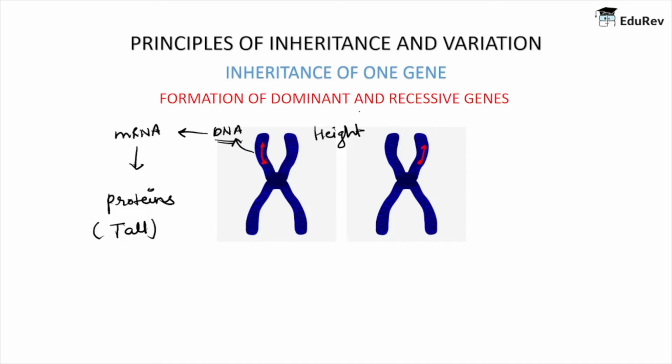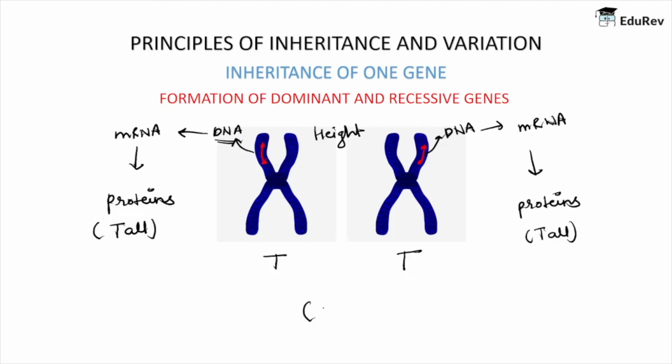Now the same thing is happening in the other chromosome as well. Here is the section of DNA, which is transcribed to mRNA, which again is translated into proteins. So this is also responsible for giving height. So I would write down the symbol T for tallness, capital T and capital T, because both the genes on both the chromosomes are helping in producing enough proteins, which is making the plant tall.